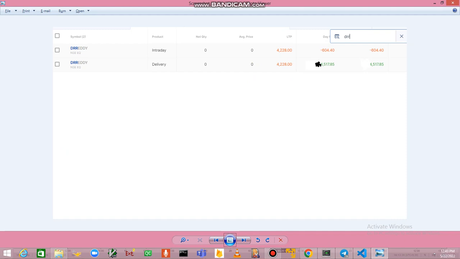So here you can see that in this way you can also hedge yourself. So options are not the only way. Even with your cash trades you can make money. So here I created some shorts which was actually a hedge against my positions over here.